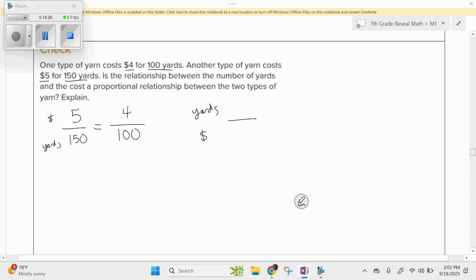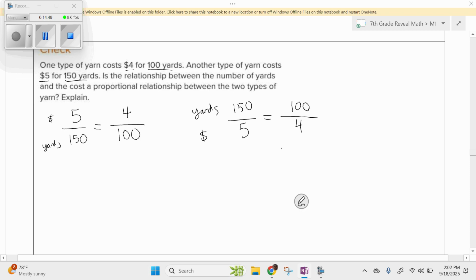You can set it up like that, or flip them both. Just make sure whichever way you choose, you set them up with the corresponding numbers in the right spot. So this would be 150 over 5, and then 100 over 4. This looks like it could be one of those division problems. We could also do cross products, but it doesn't look like we can figure out a nice multiplier there, so that's not going to help us much. Let's just divide.